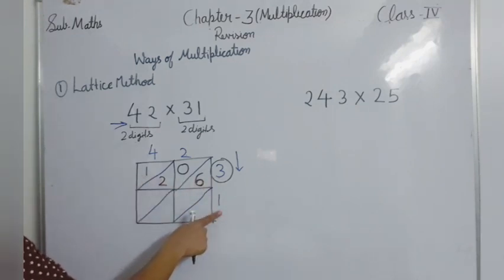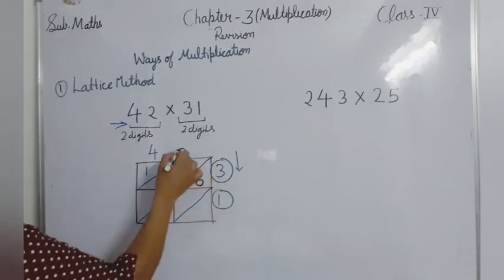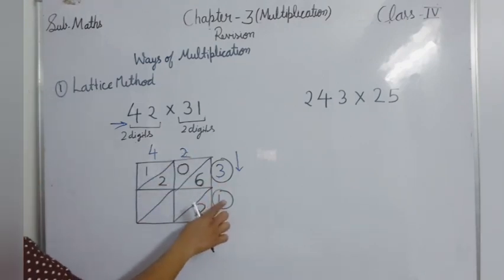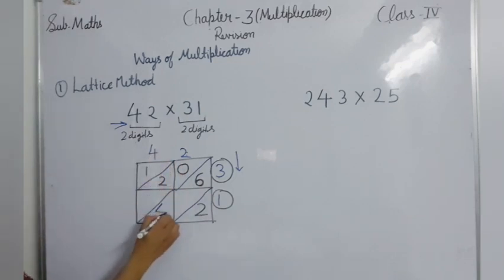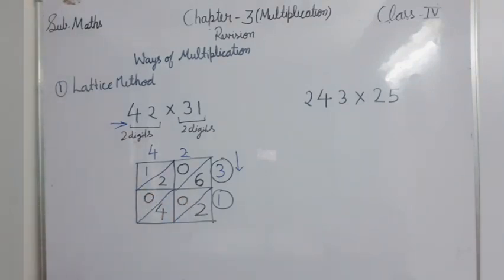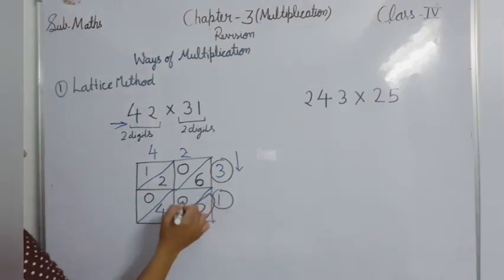Now let's take the turn of 1. We multiply 1 with 2. So 1 2s are 2. It's a single digit, so we write it downwards. Now 1 4s are 4. This is also a single digit, so we write it downwards, and I am making the upper part 0. And what is the last step? In the last step we need to add diagonally.